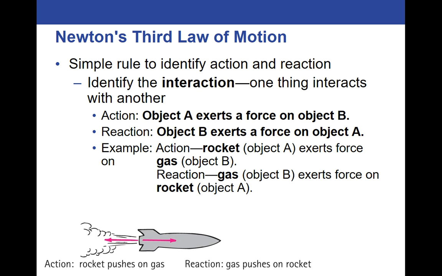One good way to identify action and reaction is to identify the interaction, the two objects that are interacting together. So if I state it as object A exerts force on object B, it's easy to identify the reaction because I just switch A and B. I switch the two nouns. The reaction should be object B exerting a force on object A. Or, for example, if we say the action is the rocket exerting force on the gas, so the rocket pushes the gas out, then the reaction we have to say is the gas pushing back on the rocket.